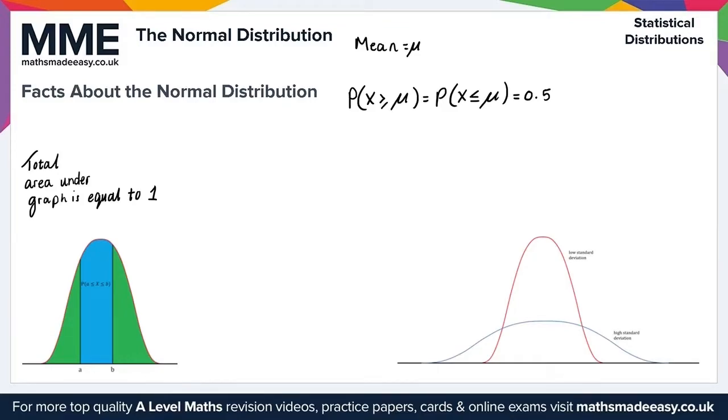We can also extend this result and simply state that the probability that our random variable x is greater than or equal to mu plus some value a is equal to the probability our random variable x is less than or equal to mu minus a. That's true for all values of a.